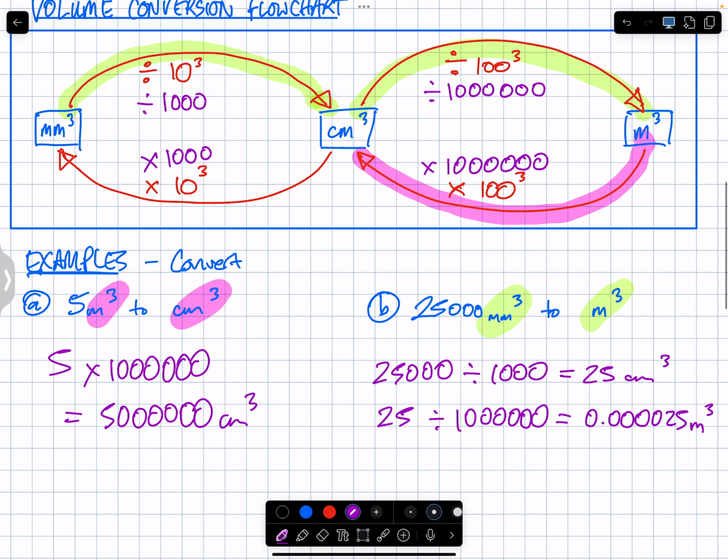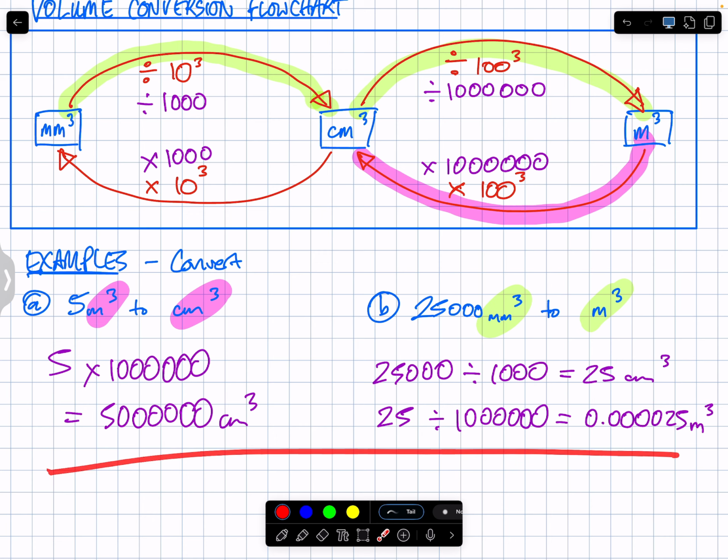So that's the end of lesson 1, please. Can you make sure that you have the flow chart and these 2 examples down, please?